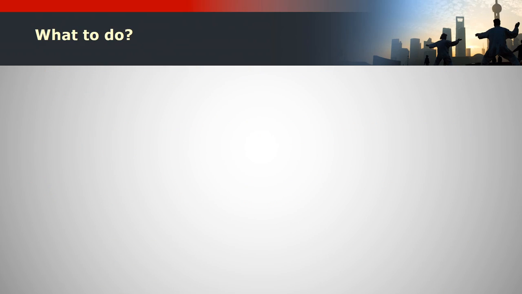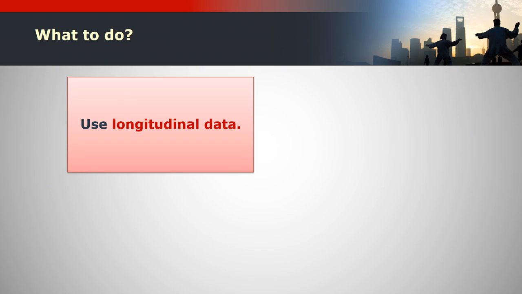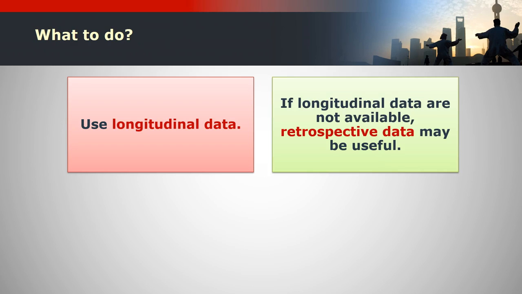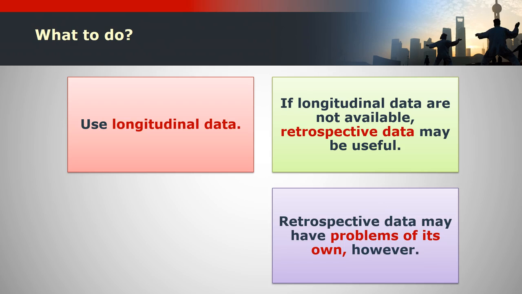So what do we do about reverse causality? Well, we try as much as possible to use longitudinal data where we have our right-hand side variables, our explanatory variables, measured at earlier points in time. If longitudinal data are not available, then retrospective data may be useful. We may, in our survey, try to at least collect people's histories, their marriage histories, their occupation histories, their educational histories, and so forth. Now, retrospective data may have problems of its own.